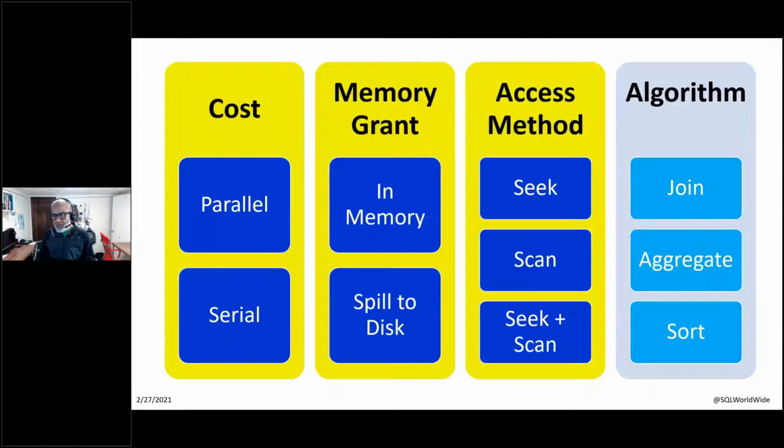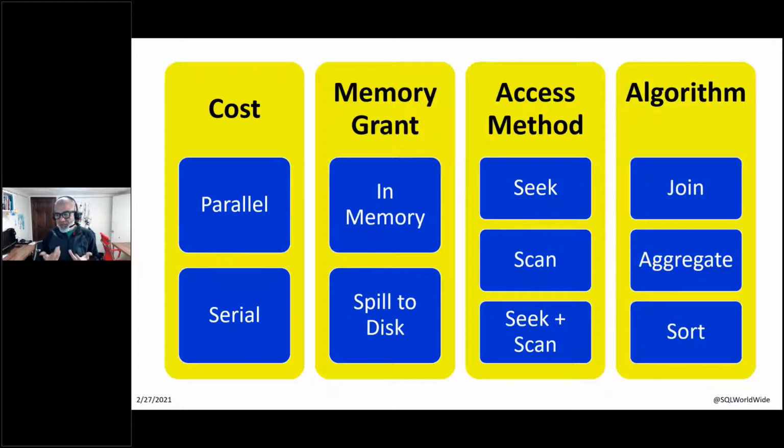Access method: whenever SQL Server needs a set of data, it can do either a seek, a scan, or a combination of seek plus scan. And how does SQL Server decide that? Based on my cardinality estimate.